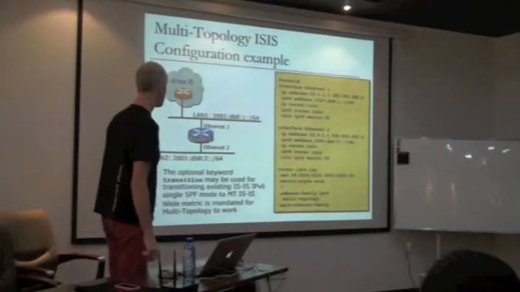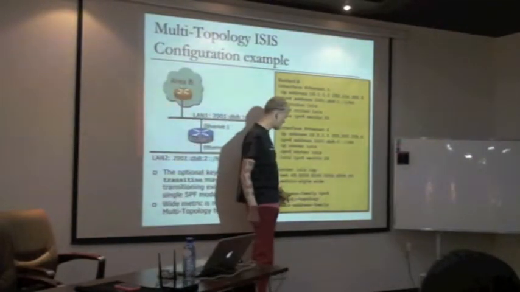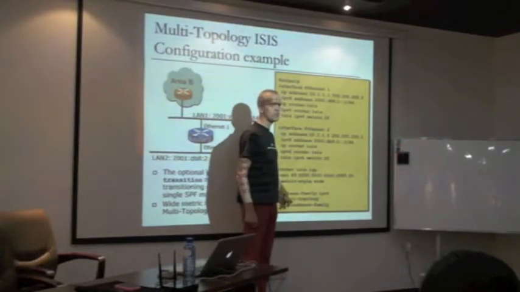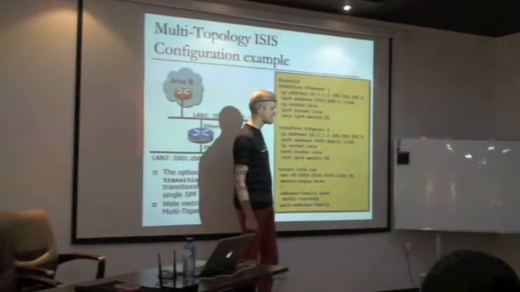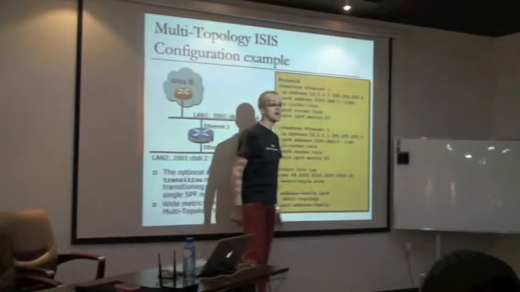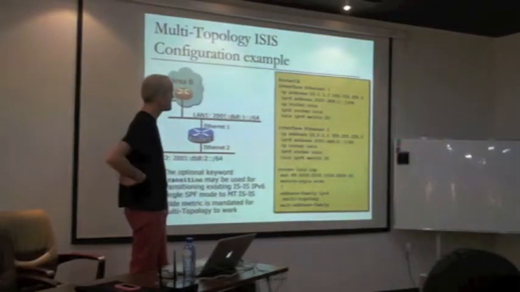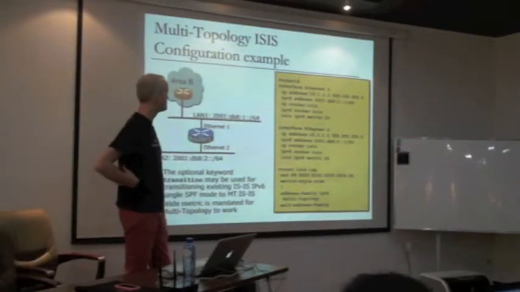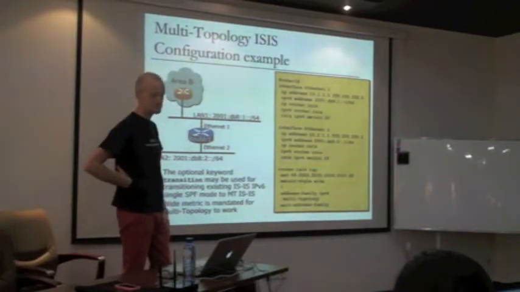So the configuration example adds one line: address-family ipv6, multi-topology. One line is added into the configuration, and we now have a multi-topology setup. Notice metric-style wide is also required there. Otherwise, it looks exactly the same as the single topology setup that we talked about before.